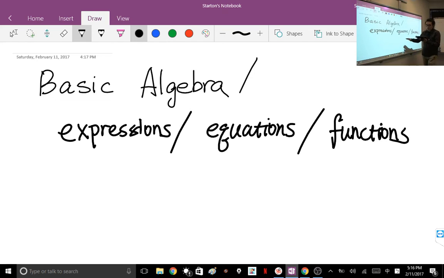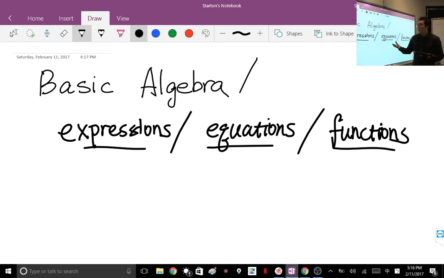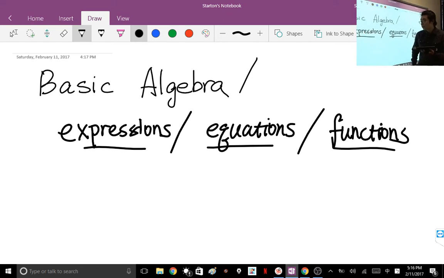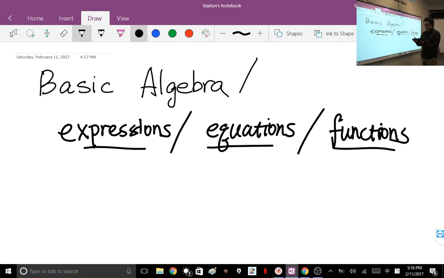And our target is to know the definition of the expressions, equations, and functions, and figure out the logic relation between the three contents, and also later we will try to know how to solve problems related to the three contents, especially for functions. Okay. So first of all, why do we need to understand expressions, equations, and functions?